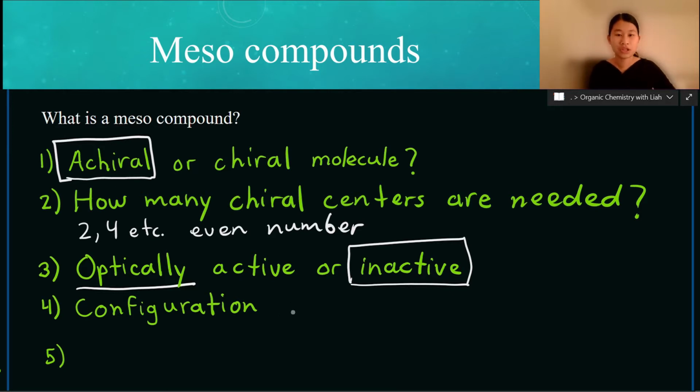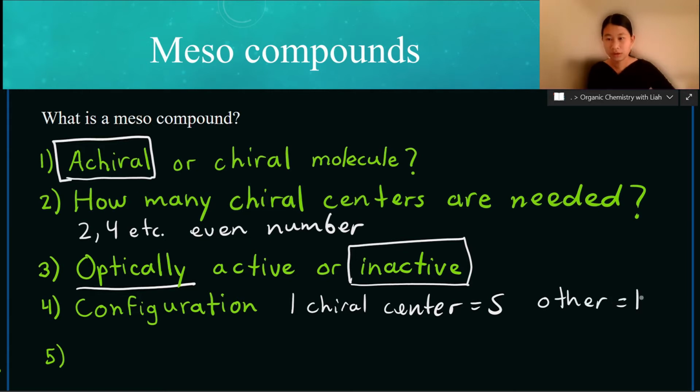Now, for the configuration of these chiral centers, what is required? We know that there are going to be chiral centers on the meso compound, but what is the specification for these chiral centers? Well, if, for example, you have 2 chiral centers, one chiral center needs to be S, and the other needs to be R. So this means that if you have 2 chiral centers, you need one of them to be S and the other to be R.